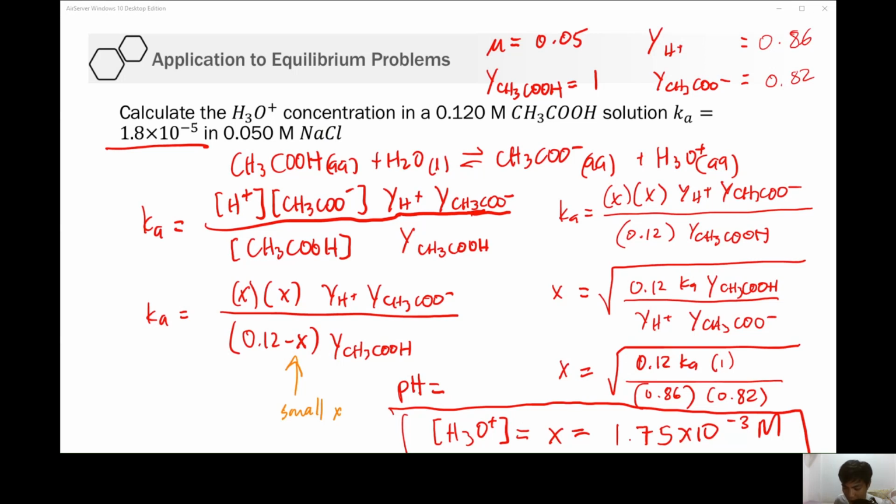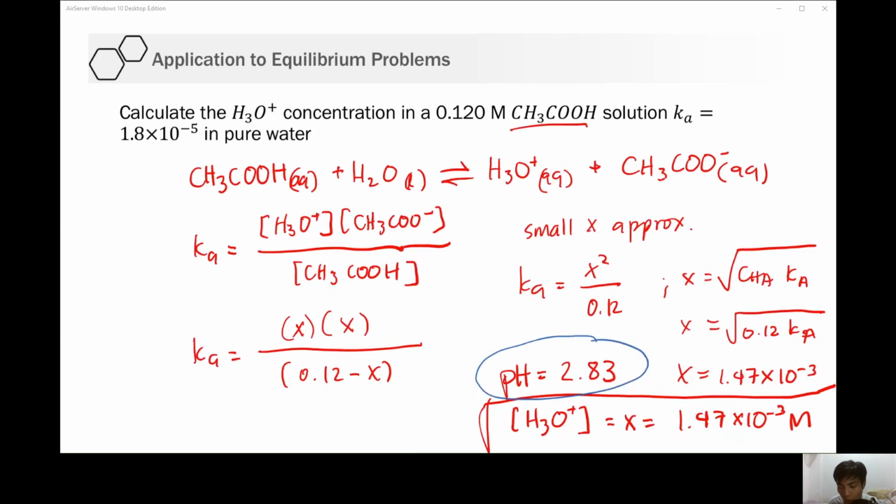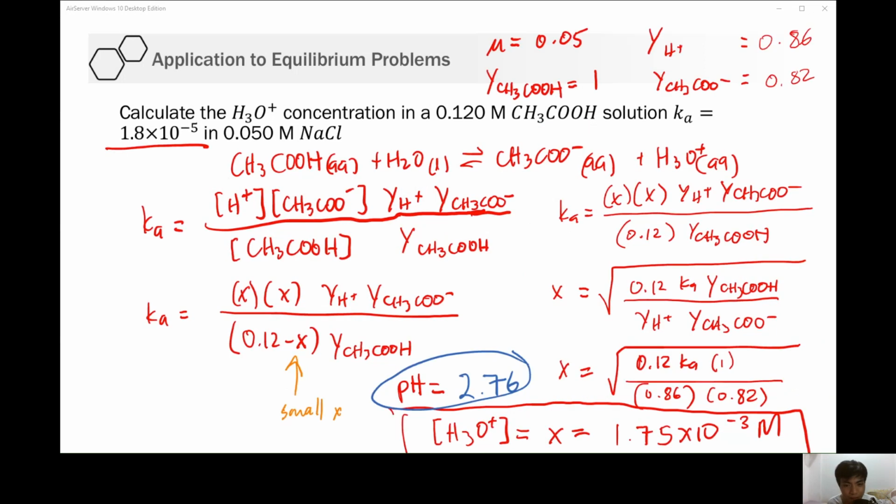That's negative log 1.75 times 10 raised to negative 3. So the pH is now 2.76. The pH became lower. So we have 2.83, now we have 2.76. Again, when we have lower pH, that means it is more acidic.